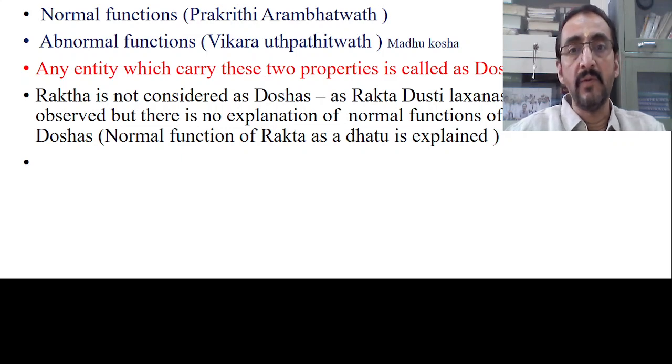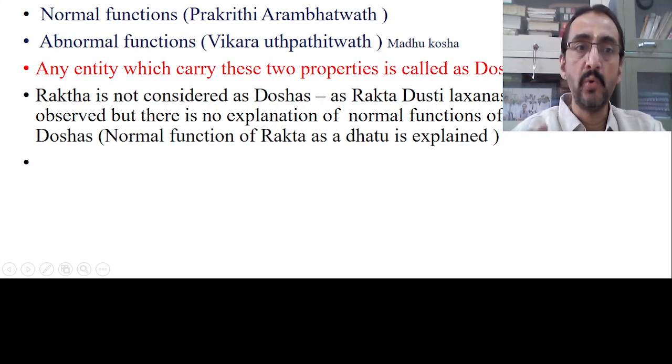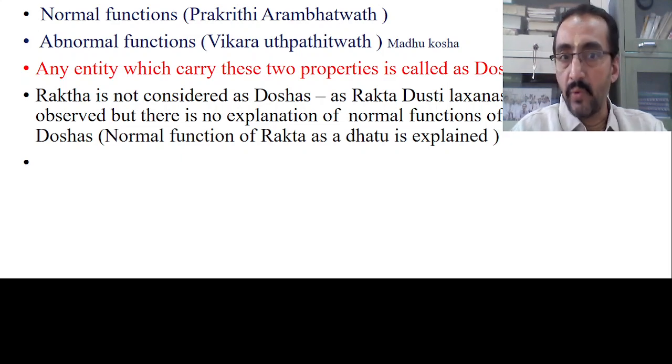However, in one of the very important books of Ayurveda, that is Madhavanidhana, in Madhukosha Tika, it is very clearly mentioned how to understand the doshas. Dosha can be understood by its normal functions as well as by means of its abnormal functions. For example, Prakriti Arambhatvat and Vikara Utpattitvat. So these are the two hallmarks of the doshas.